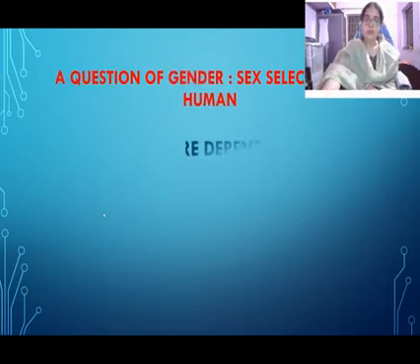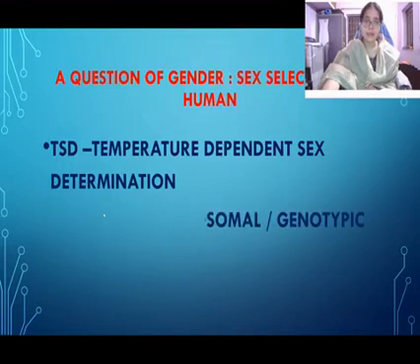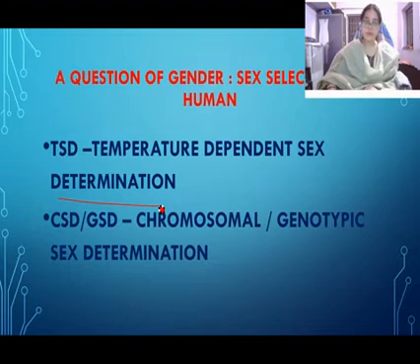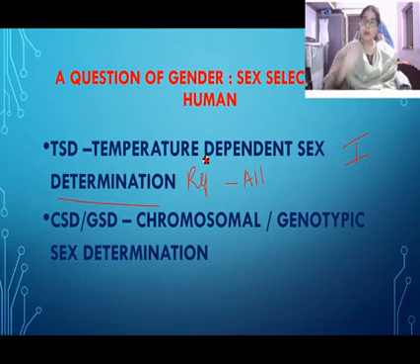Now, a question of gender and sex selection in humans and other animals. There are two ways to determine the sex of the offspring. One is temperature dependent sex determination, which is found in reptiles. All crocodiles have their sex determined by temperature, as do most turtles and most lizards. And what is the criterion? The incubation temperature of the eggs results in the formation of either a male or a female offspring.